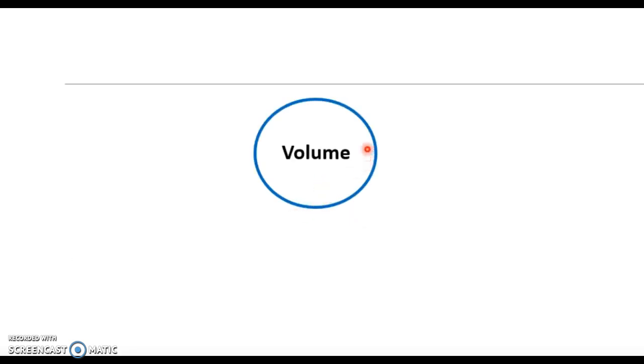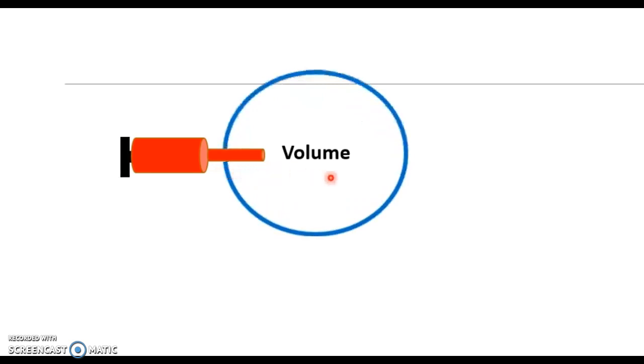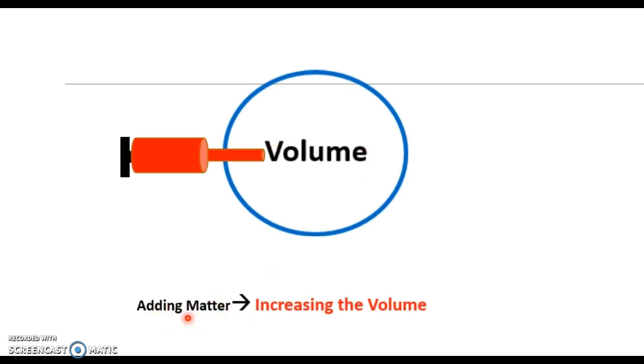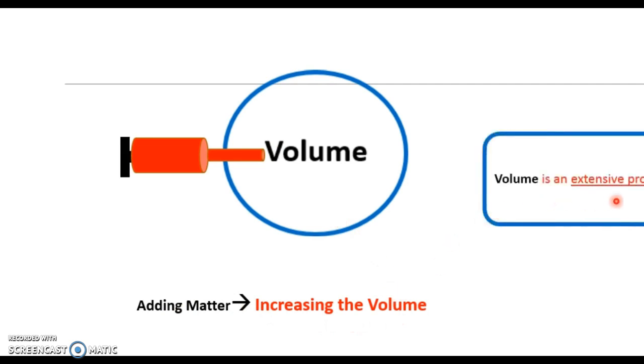Let's take another example. Volume. If you have a balloon filled with a certain gas, and by a pump you push more air in, or more gas in, the volume is going to increase. This means that the volume increases when you increase matter. When you add matter, the volume increases. So volume is an extensive property.